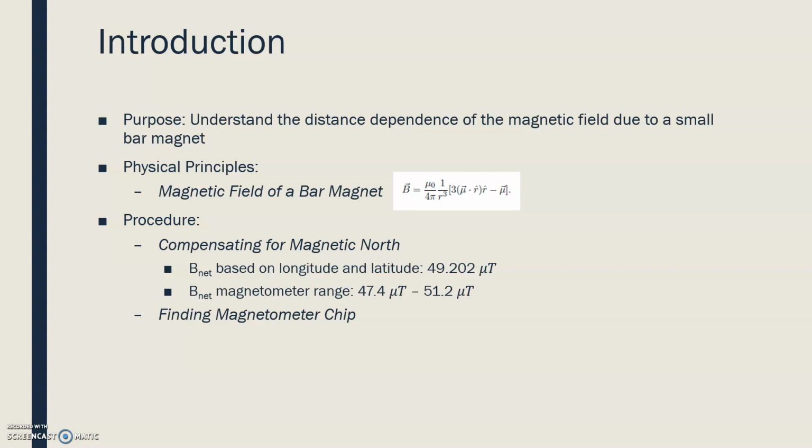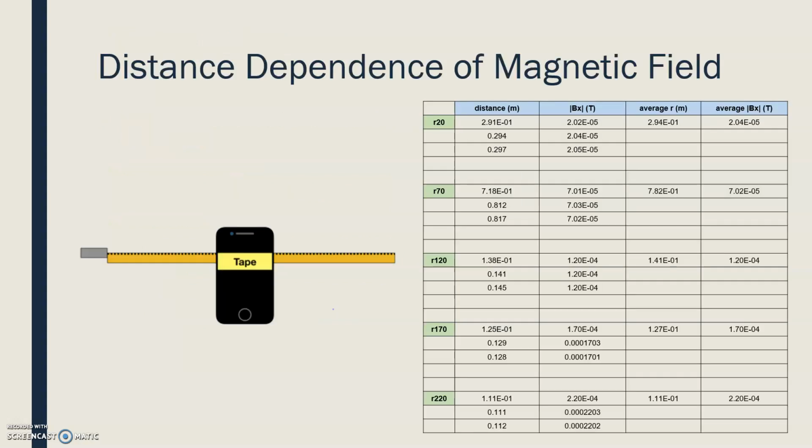The net magnetic field at my location is 49.202 microtesla, whereas the application was reading values within a range of 47.4 and 51.2 microtesla. I then located the sensor to be an inch down from the top vertically and a half an inch across from the left side horizontally. After compensating for the Earth's magnetic field and finding the location of the magnetometer chip, I took the necessary measurements in order to determine the distance dependence.